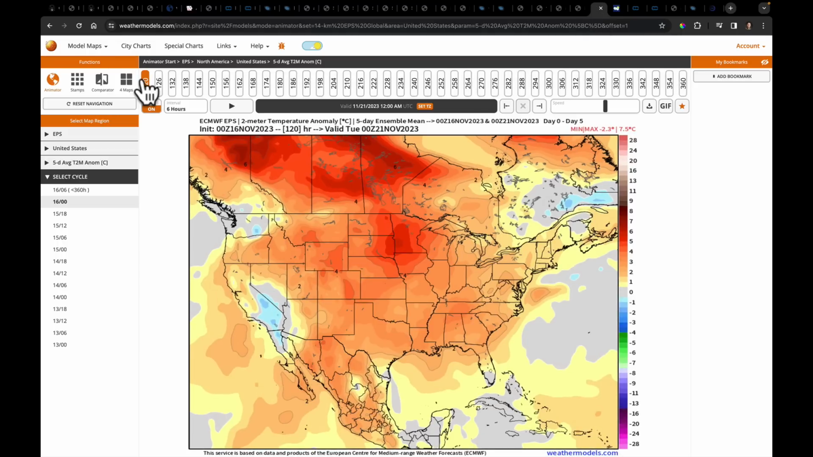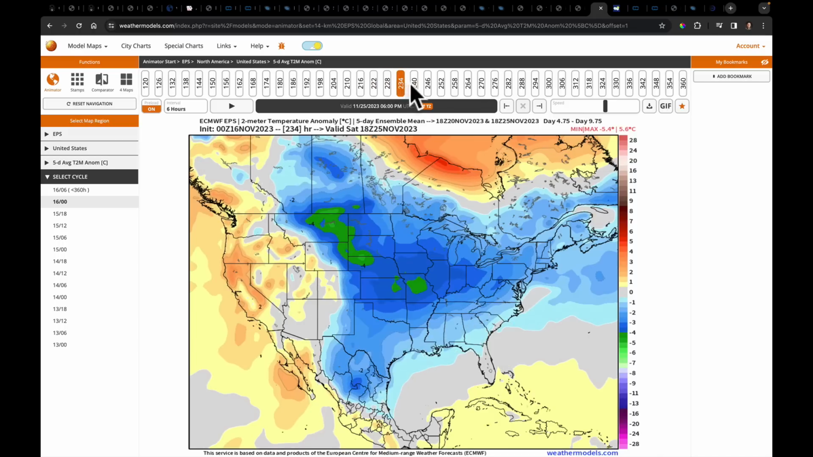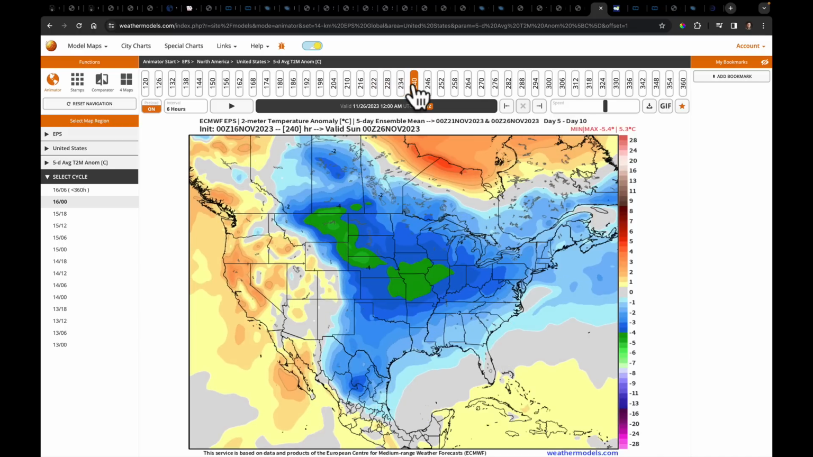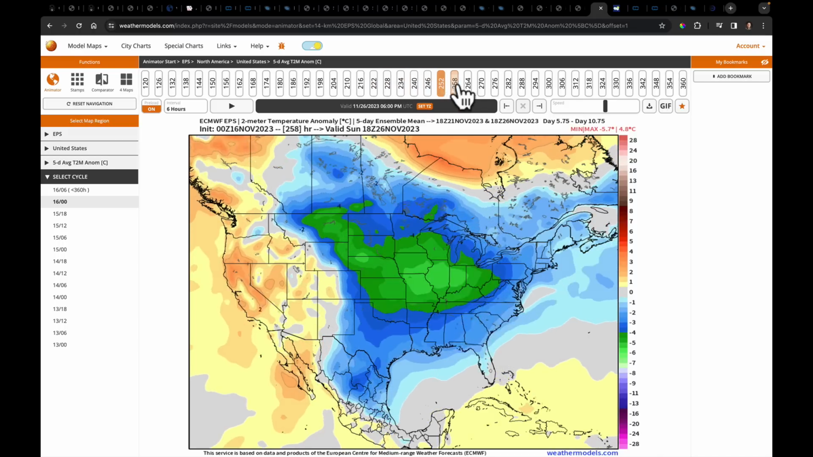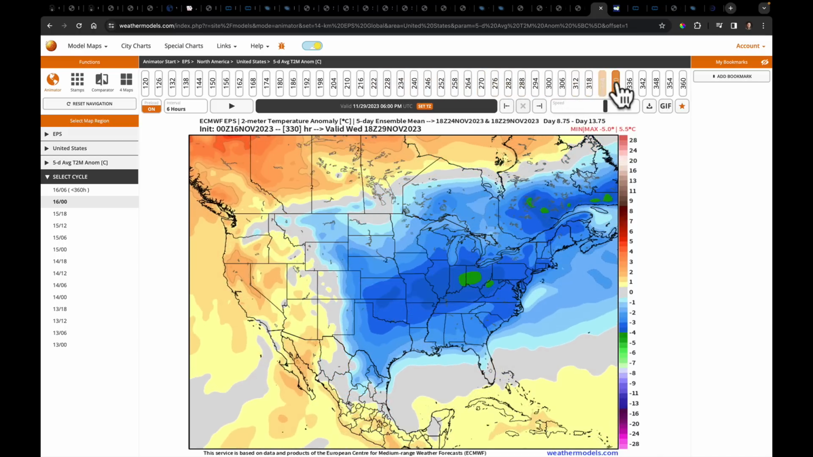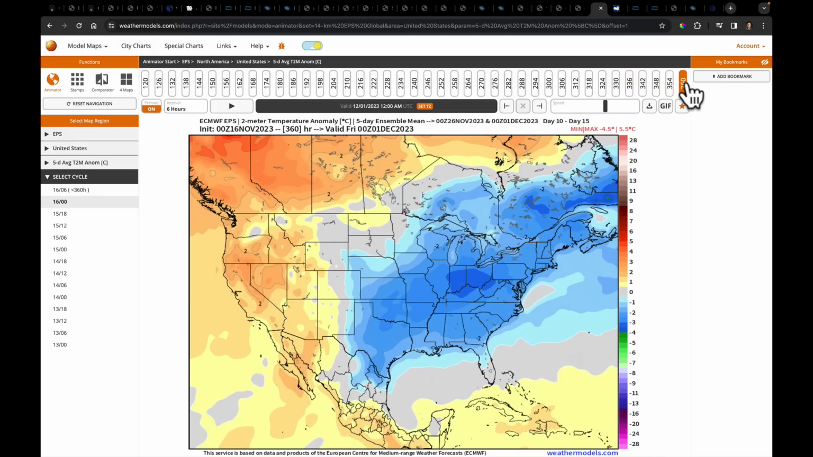I also want to show you this in terms of our 5-day moving average here. So there's your next 5 days from the European model. There's day 5 through 10, which gets you out to the Sunday after Thanksgiving. And here we try to finish the month and get into the beginning of December with warm west and cool east.